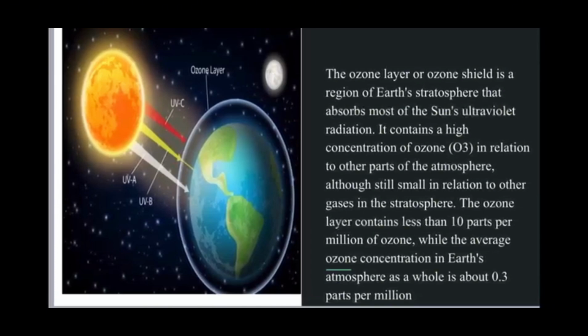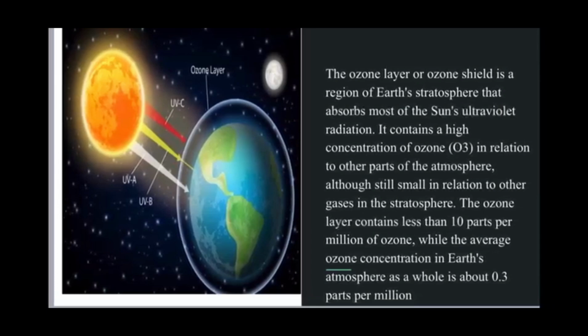Now, we all know that the Earth also has an umbrella. That umbrella is known as the ozone layer. The ozone layer acts as an umbrella that protects us from the UV rays of the sun. The ozone layer or the ozone shield is a region of the Earth's stratosphere that absorbs most of the sun's ultraviolet radiation. It contains a high concentration of ozone, O3, in relation to the other parts of the atmosphere.